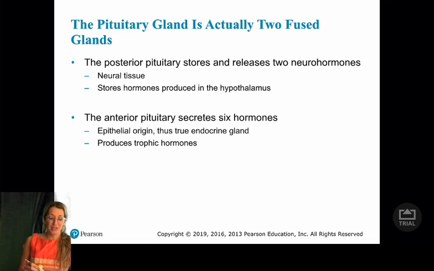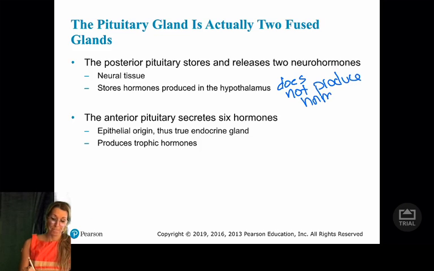The posterior pituitary stores the hormones that are produced by the hypothalamus. So the posterior pituitary does not produce its own hormones. The hypothalamus produces those hormones. They're stored in the posterior pituitary and secreted from the posterior pituitary. The anterior pituitary secretes 6 hormones. It produces these hormones. Produces trophic hormones.